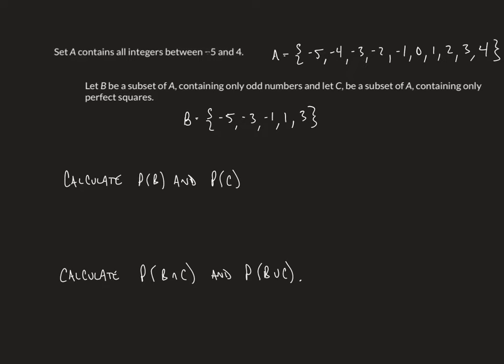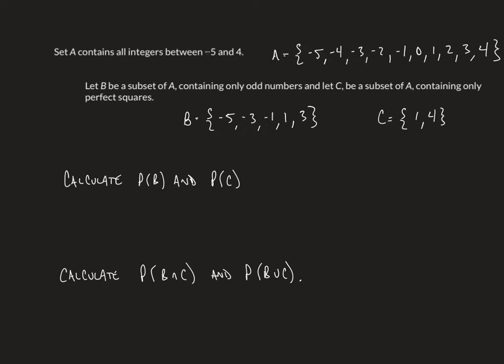And let C be a subset of A containing only perfect squares. So which of these numbers are perfect squares? Well, negative numbers are not going to work because if you take the square root of a negative number, you get an imaginary number. So we are not going to count those. But of our positive numbers, it's just 1 and 4. Okay, so it's good that we've got those sets outlined, and now we can answer these questions.